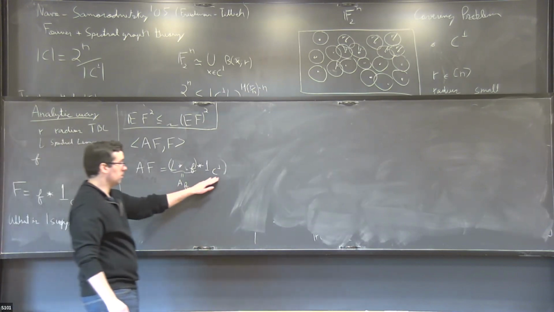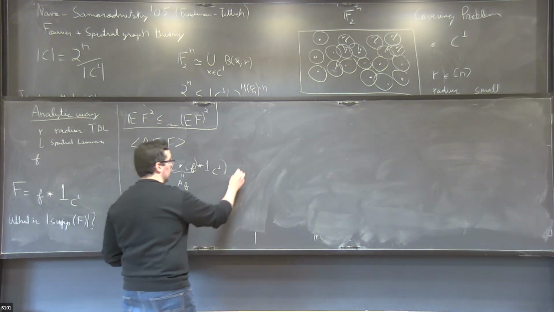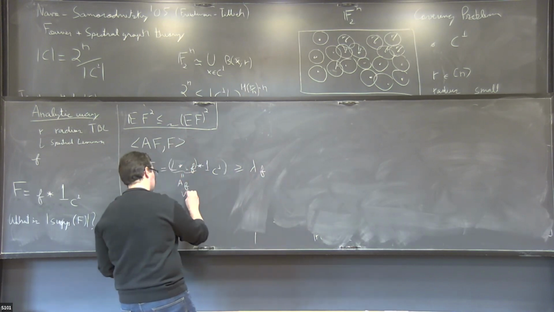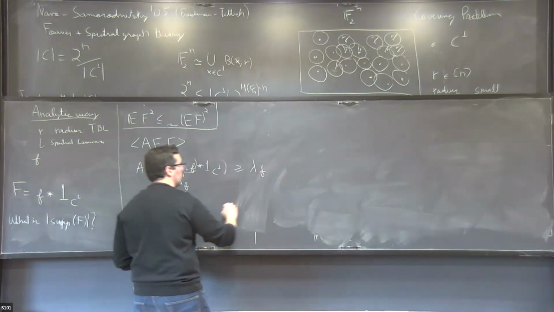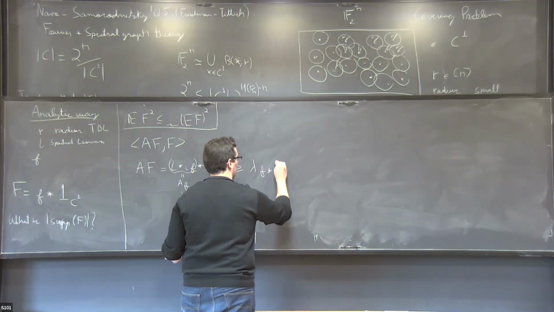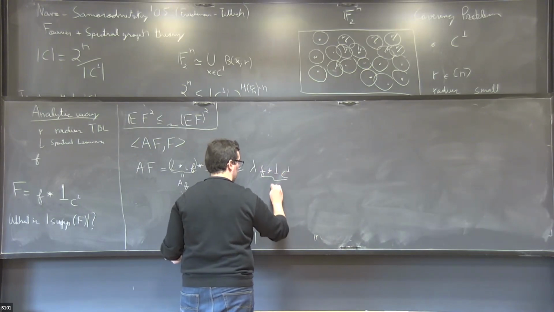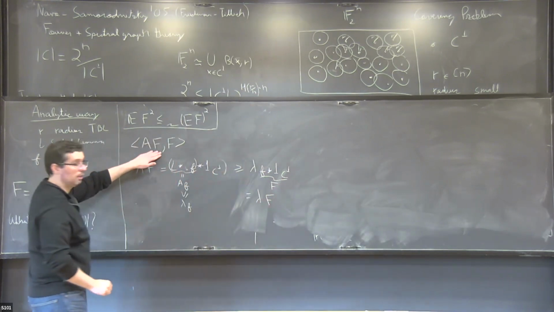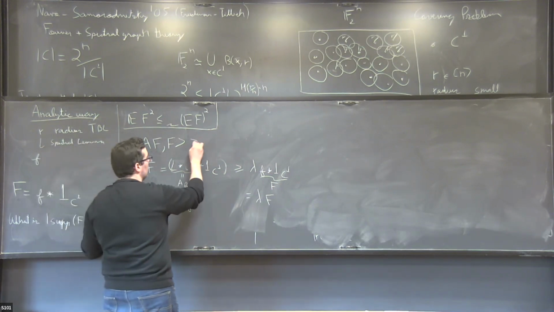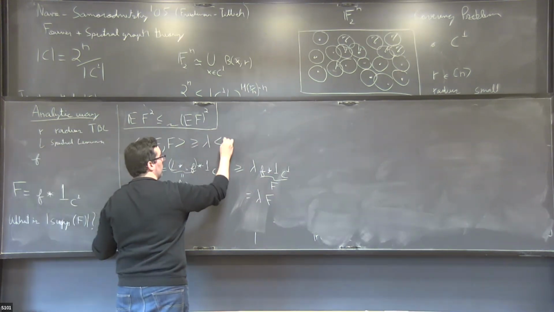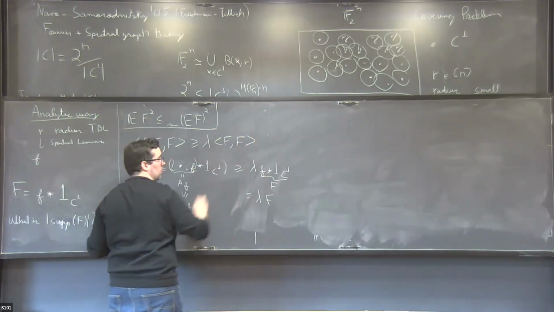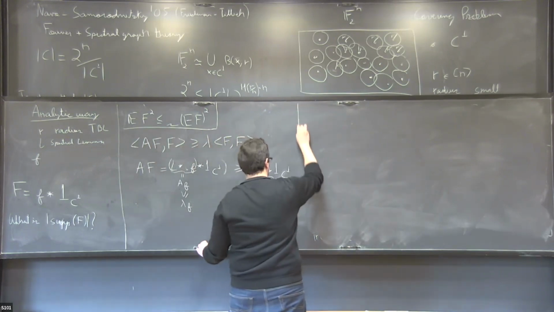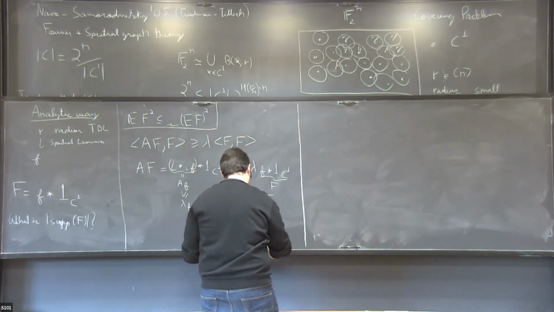This is a non-negative function, so overall this thing is at least lambda f, because this part is at least lambda f, and then convolved with the indicator of the dual. This becomes f again, so this becomes lambda f. If you plug that in, this is at least lambda times the inner product of F with F. That gives us a lower bound. Very good. Now let's try to give an upper bound on this, and the distance of the code is going to appear for us.